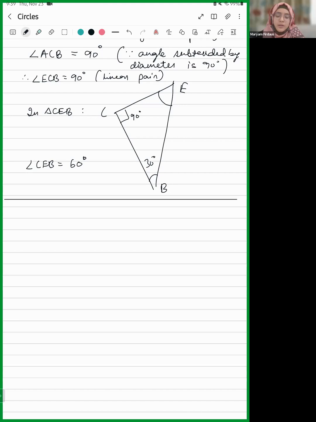Test? 15th. I sent you the date sheet. 15th of December. January. Okay, January. By then we will complete the entire syllabus, inshallah. Okay, don't worry.